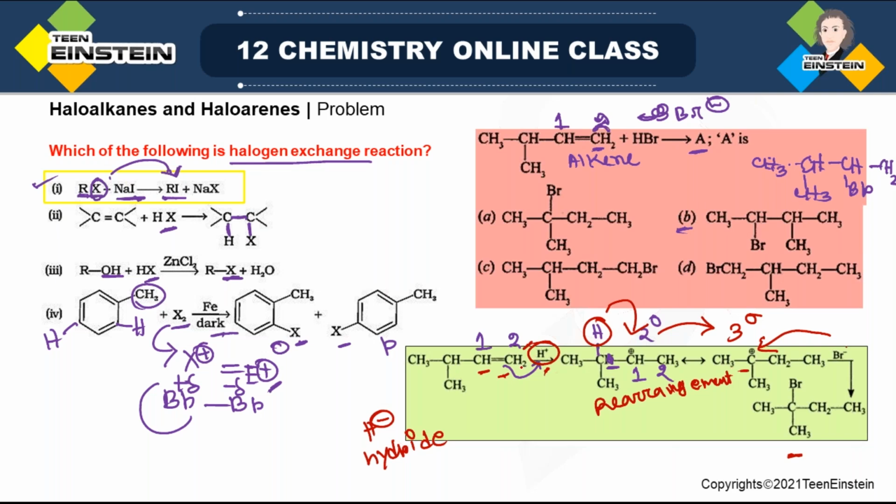So whenever you are getting this type of question, just write the mechanism, then you will get the idea whether rearrangement is possible or not, and accordingly you can choose the option. So here option A is the correct option. Any doubt?